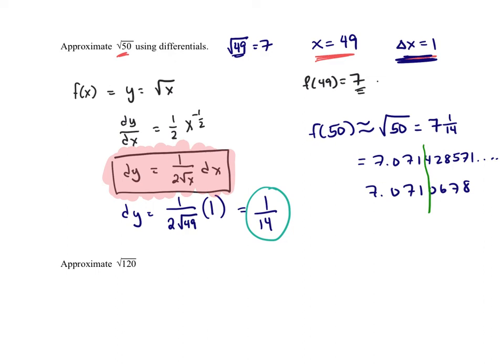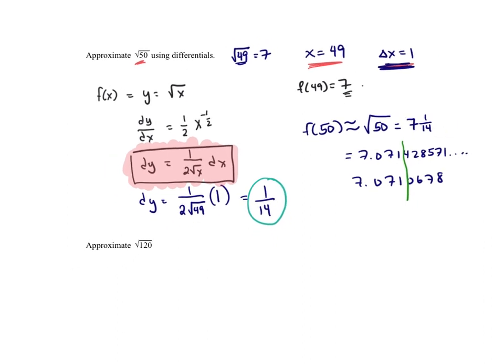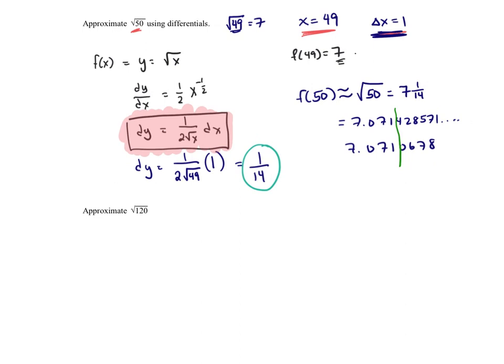So if we want to use 120, what square root is close to 120? Well, that's a good question. Well, I know the square root of 121 is 11. So if I make x equal to 121, then I can make my change in x, or my dx, equal to -1. Because if I go from 121 and go backwards 1, I end up at 120. So I know that f of 121 is 11, because the square root of 121 is 11.